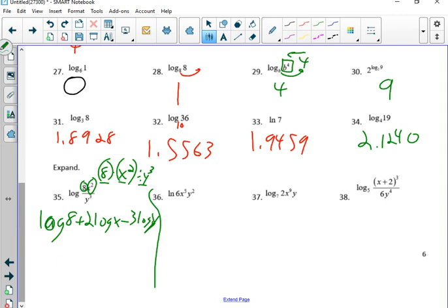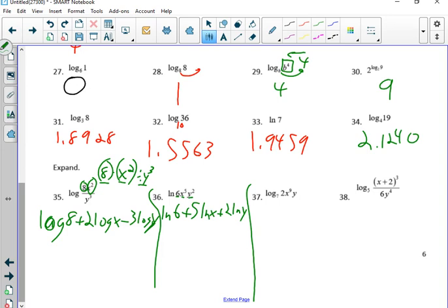That's it. What's happening here? We have 6 times x to the 5th times y squared. So we're going to write ln 3 times. ln of 6 plus, move the 5 in front, ln of x, plus, multiplication becomes plus, move the 2 in front, ln y.